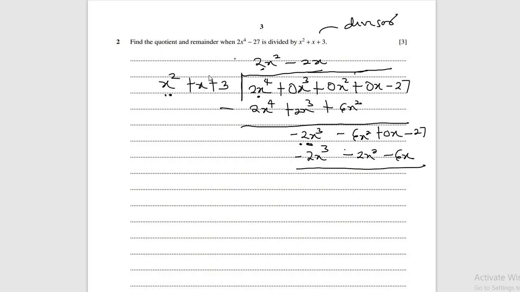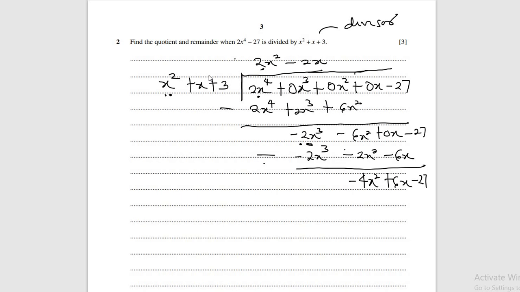Do another subtraction. Minus 2x cubed minus 2x cubed, this one is 0. This side is 0. Move to the next one. Minus 6x squared minus 2x squared, to give you minus 6x squared plus 2x squared. That will give you minus 4x squared. 0x minus 6x, that's plus 6x. There's nothing under 27 to bring it out. Minus 27.